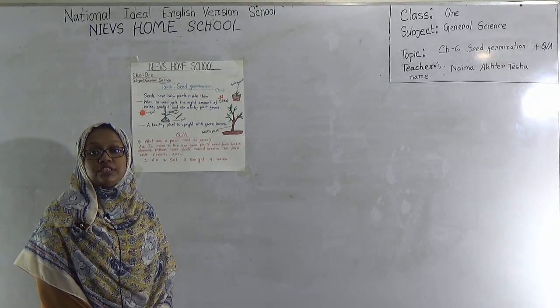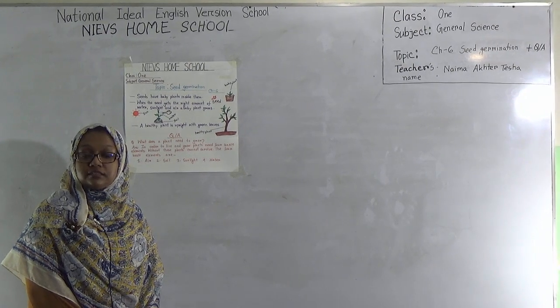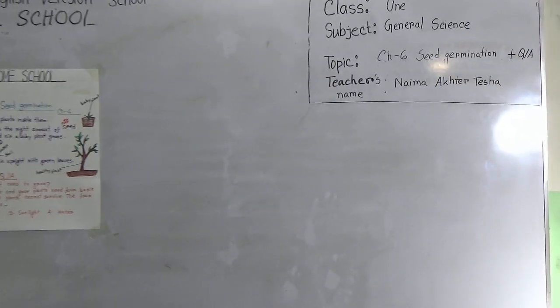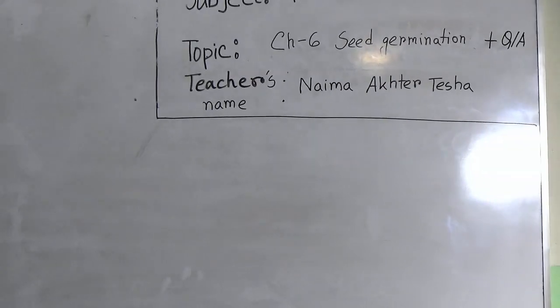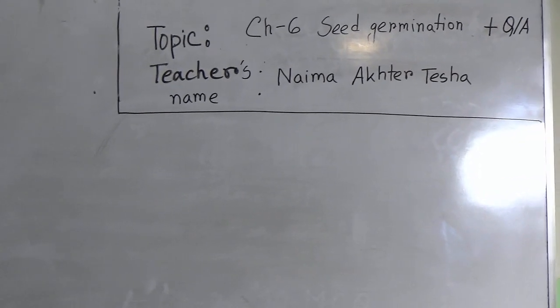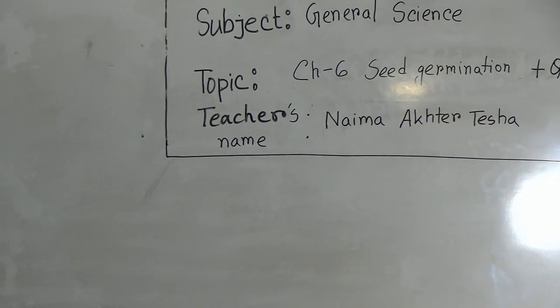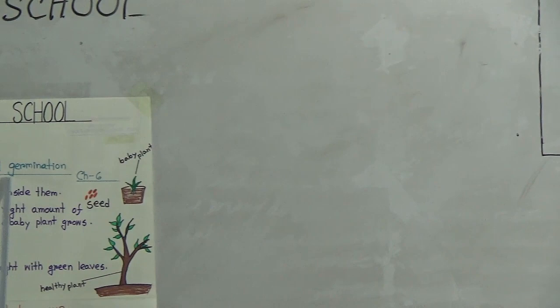Today I am going to take Class 1 General Science class based on chapter 6, and our chapter name is seed germination, and we also do a question answer from this chapter. Let's start our class. The topic name is seed germination.